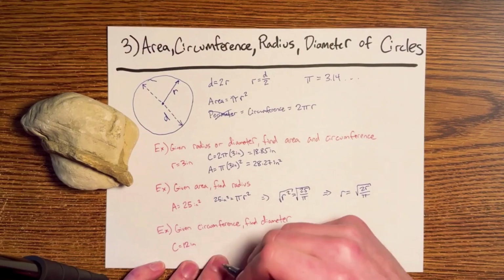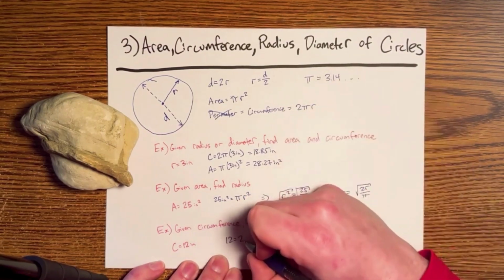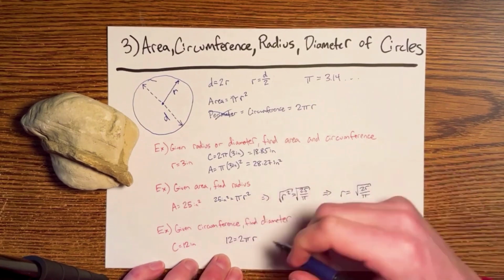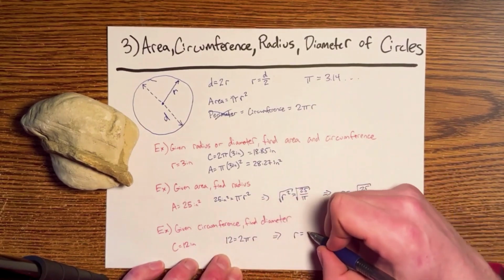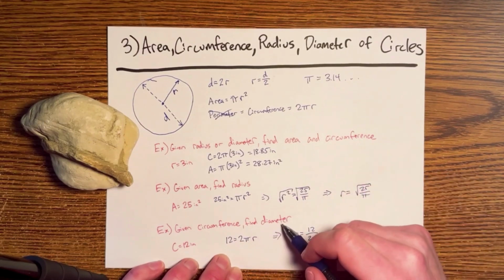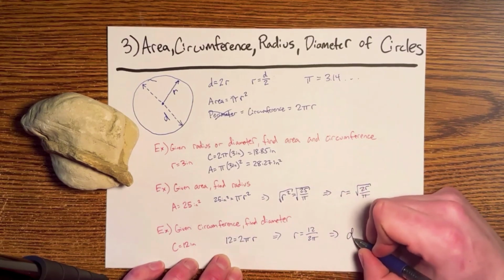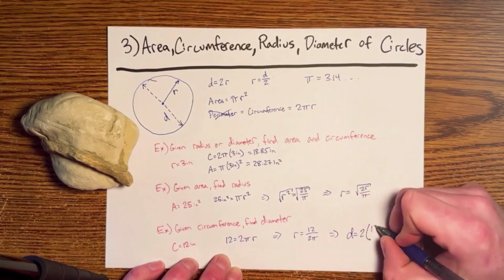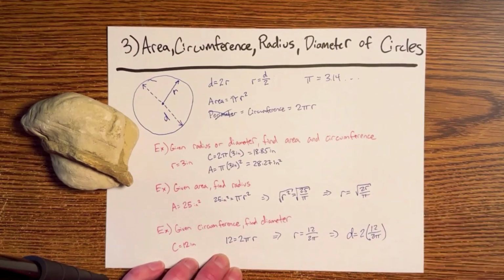So we have a circumference of 12 inches, and we see 12 is equal to 2 pi r. So we'll go through, figure out that r is equal to 12 divided by 2 pi. Remember, it's asking for the diameter, and the diameter is twice the radius. So the diameter is equal to 2 times 12 divided by 2 pi. And all you got to do is plug that in. Don't get freaked out by all this extra stuff in there. Plug it into your calculator, you're good to go.